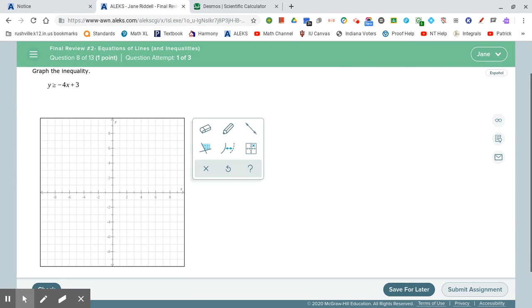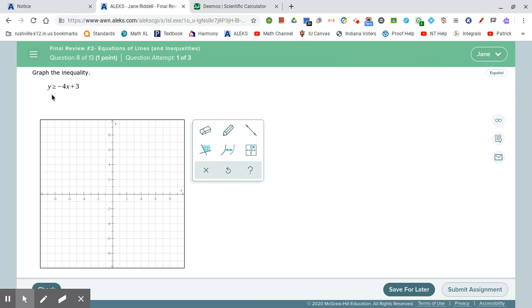Question number 8 is also an inequality. This one has both variables, which means it's going to go through both axes. I need to get my boundary line first. My y-intercept is positive 3, so on the y-axis, I plot a point up at positive 3. My slope is negative 4, so I'm going to go down 1, 2, 3, 4, and then over to the right by 1. This is my boundary line. I either need to make it solid or I can make it dashed. In my case, it says "or equal to," which means that I want the points on my boundary line to be a part of my solution. So I want it to be solid.